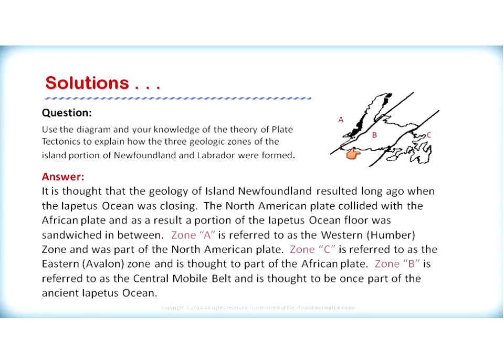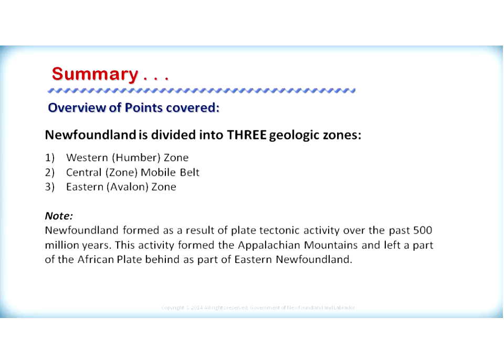And Zone B is referred to as the central mobile belt, and it's thought to be once a part of the ancient Iapetus Ocean that was sandwiched in between the North American plate and the African plate as the Iapetus Ocean closed. So Zone B, the central mobile belt, mainly consists of igneous rocks, similar to that of the ocean floor, and of volcanic island arcs. In summary, when we look at the geology of the island of Newfoundland, Newfoundland is divided into 3 geologic zones. We have the western zone, which is also referred to as the Humber Zone, which is the old remnants of the North American plate.